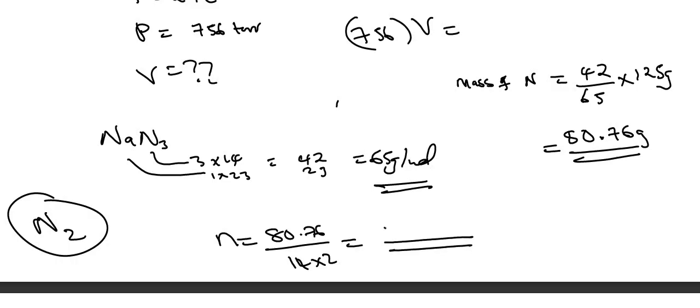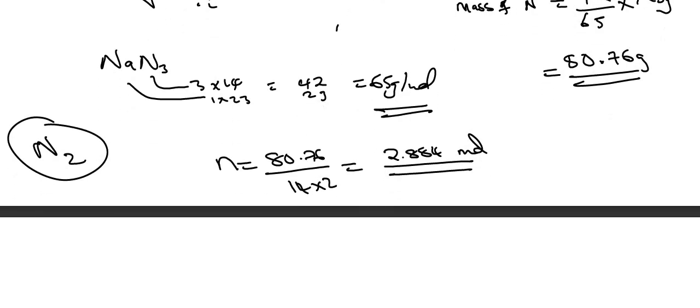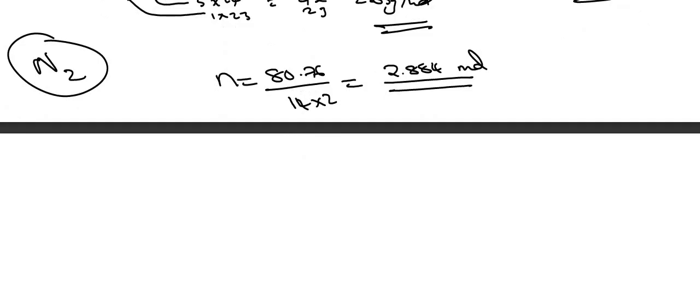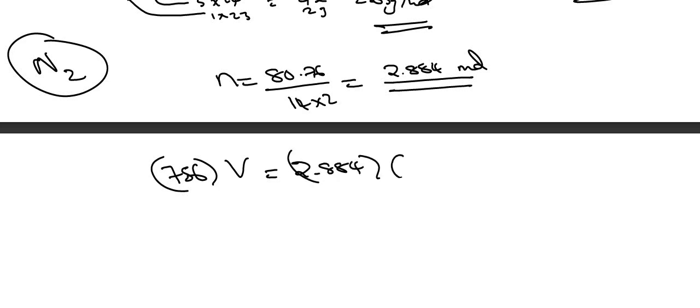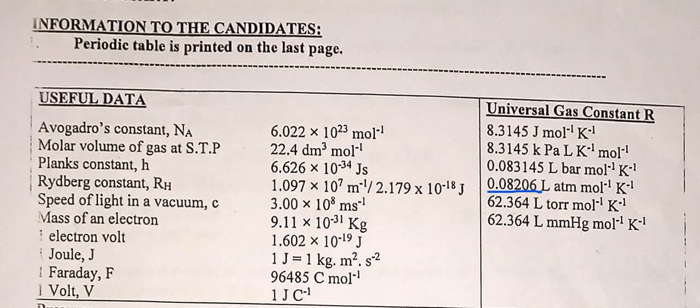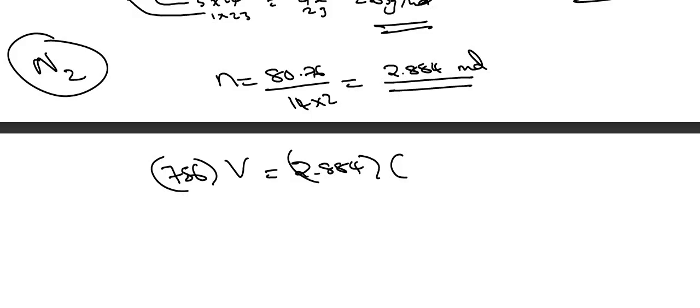as 2.8846. Okay, so there's 2.88, then with a 4, so I'll just take these values that I'm able to hear you say, so that our pressure is 756. It's in torr. We're looking for volume. The moles are here, 2.88. The gas constant that we need to use is the one that has torr, which is 62.364. Then the temperature was given in what?